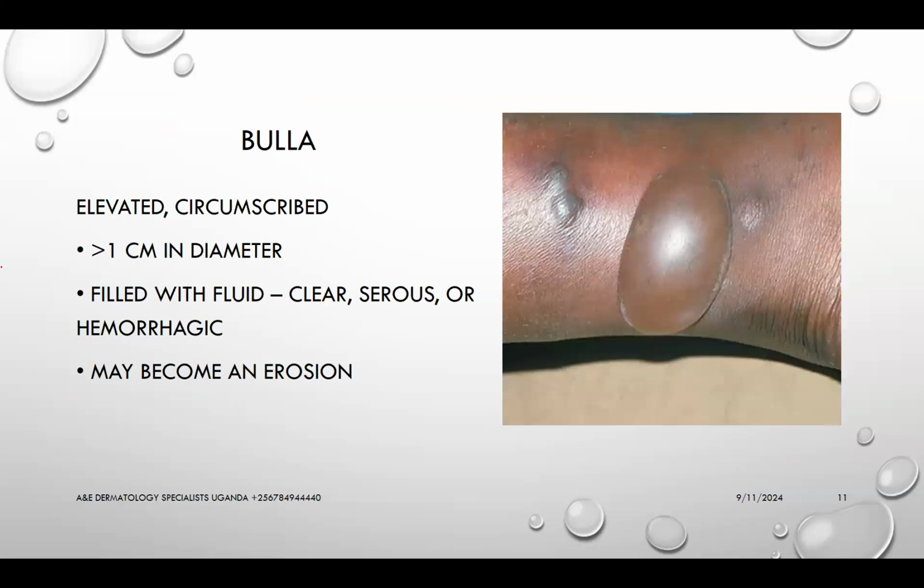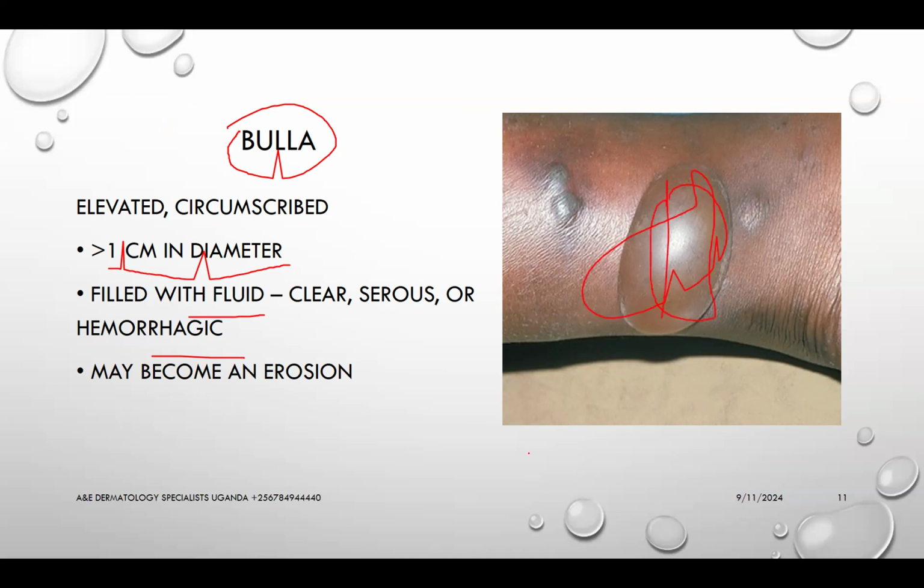If you find a very big vesicle, in this case, it will become a bulla. If you get a circumscribed elevated lesion which is more than 1 centimeter in diameter, and it is filled with serous fluid or blood, provided the diameter is bigger than 1 centimeter, it becomes a bulla. And in this picture, this is what we are talking about. All this swelling that you see here is a bulla.